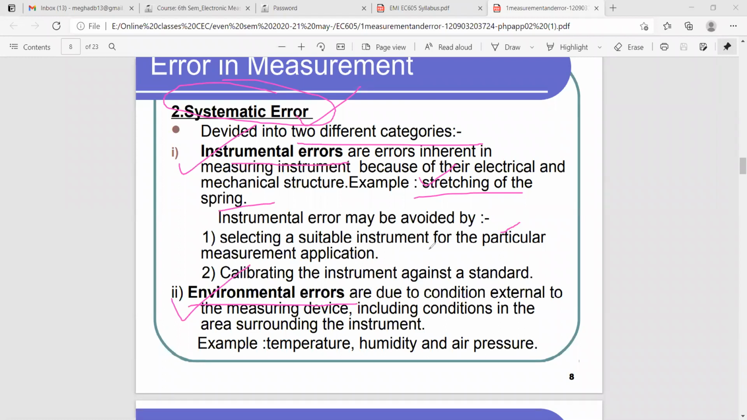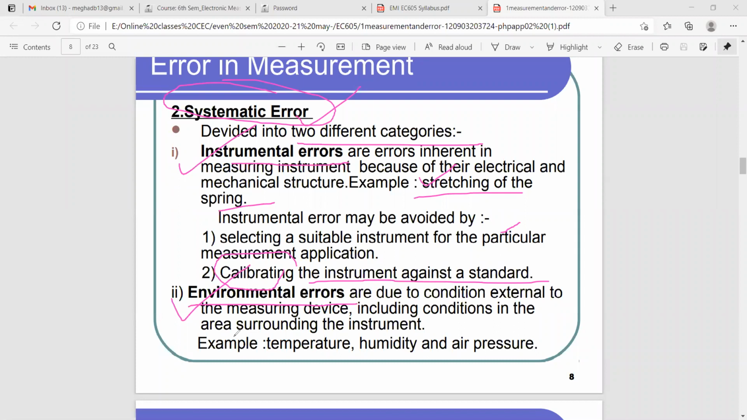How? By selecting a suitable instrument for the particular measurement application and calibrating the instrument against the standard. See, this calibration is very important. Whenever we are using hardware instruments, mainly in laboratories, such as basic electrical, basic electronics, or machine lab, or these kinds of big labs where we don't use software, we use only hardware instruments, their calibration is very important. Because unless you calibrate the instrument against the standard value, there may sometimes occur some instrumental error.